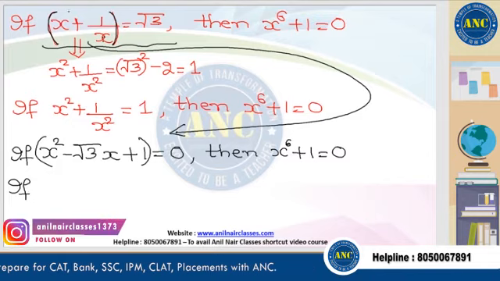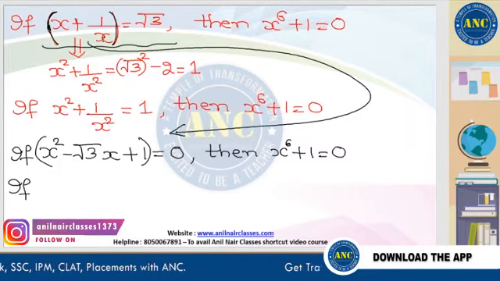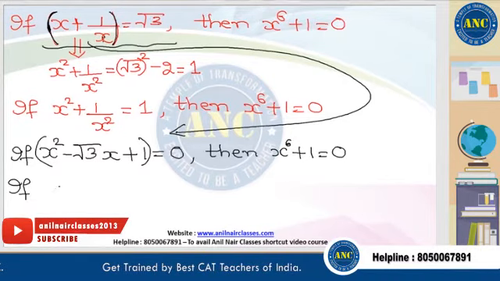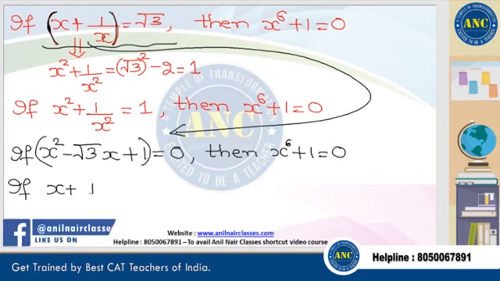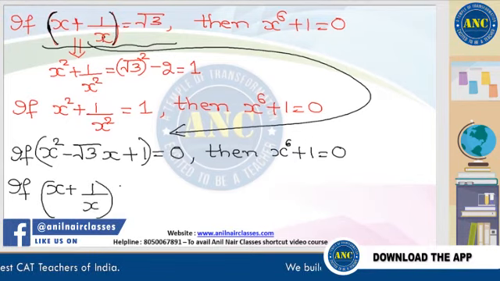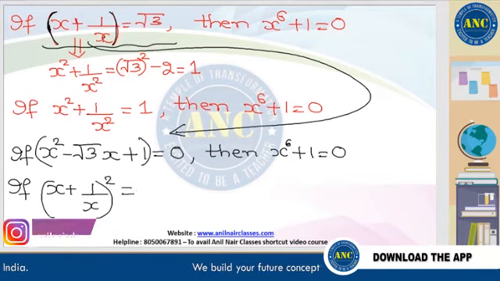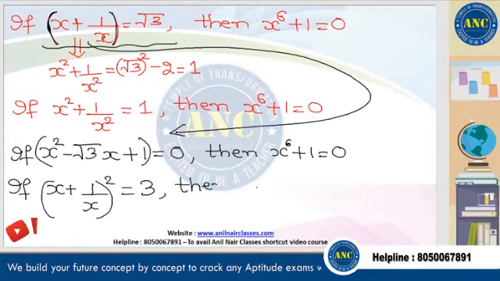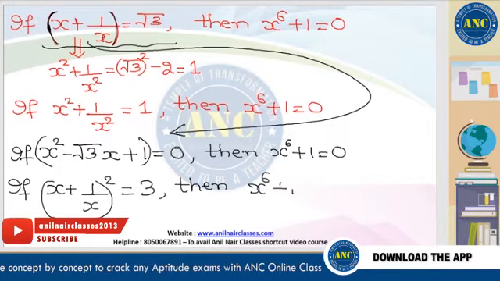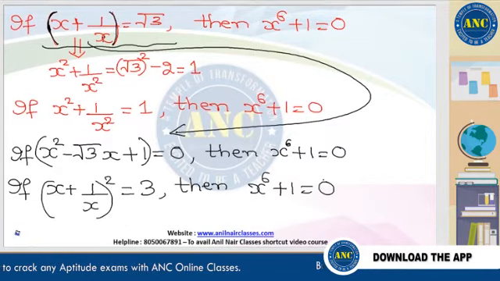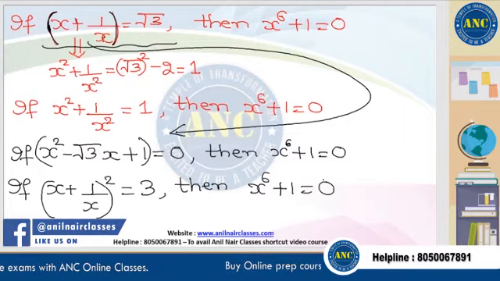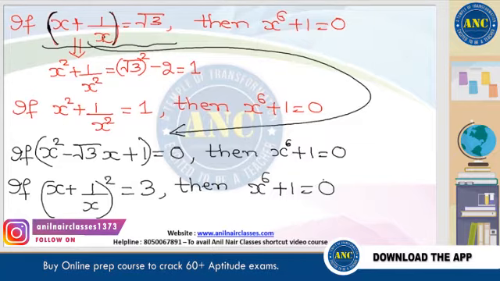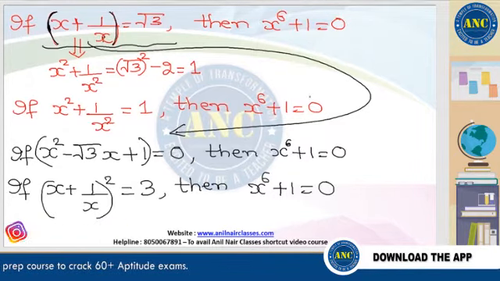And I can also write it in another format. What is that format? x plus 1 by x is given on the left hand side, root 3 on the right hand side. Let me square both sides. That means it becomes x plus 1 by x whole square is equal to root 3 whole square, which is 3. This is also another way of writing, and in this case also, x power 6 plus 1 will be equal to 0. That means I will combine this particular screen. Whatever the 4 conditions I have written on this screen, let me put everything into one single box.